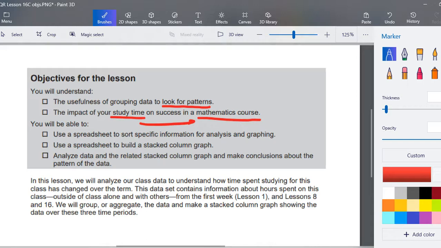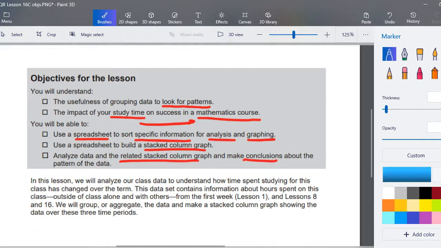And we're going to be able to use a spreadsheet to sort specific information to analyze and to graph. We can use a spreadsheet to build a stacked column graph, and we can analyze data and the related stacked column graph to make some conclusions about the patterns that we're seeing.